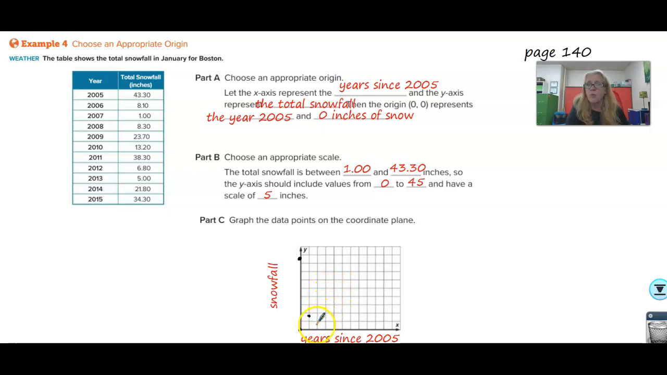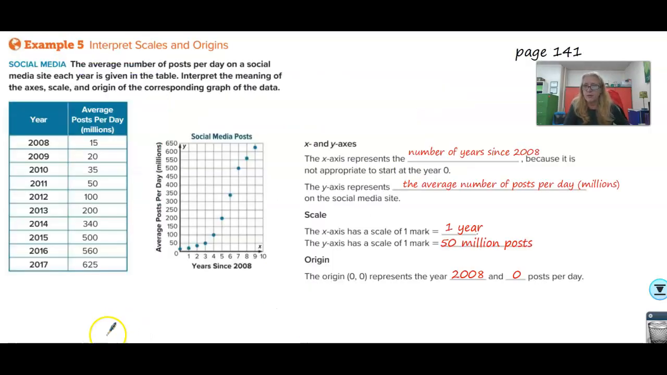2007 has 1 inch. Well, that's going to be way down here. 2008 has 8.3 inches. So 5, 6, 7, about here. Okay, so you get what I'm doing, right? All right. I don't want to bore you to death. You're going, you've already done that, Ms. Williamson.